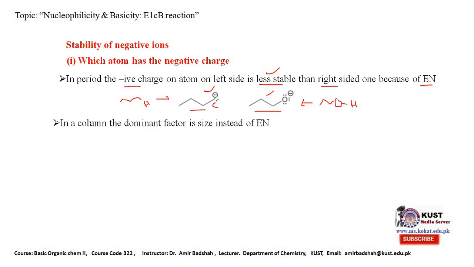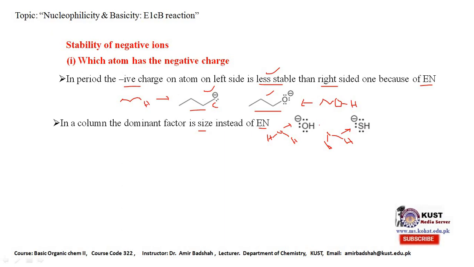But if we consider a column, then the dominant factor is not electronegativity but size. For example, if we consider OH negative, it is obtained by donating a hydrogen from water, and this species is formed by donating a hydrogen from H2S. When H2S donates a hydrogen, it also forms this conjugate base.